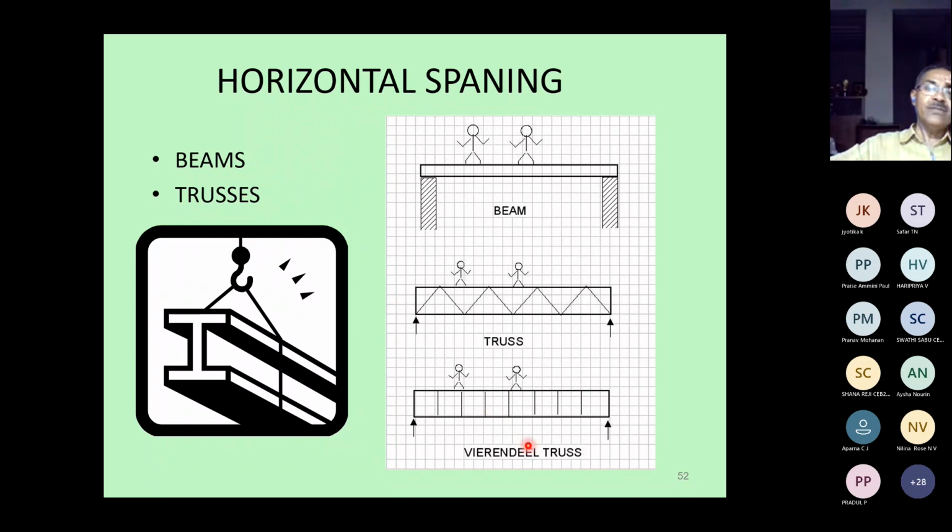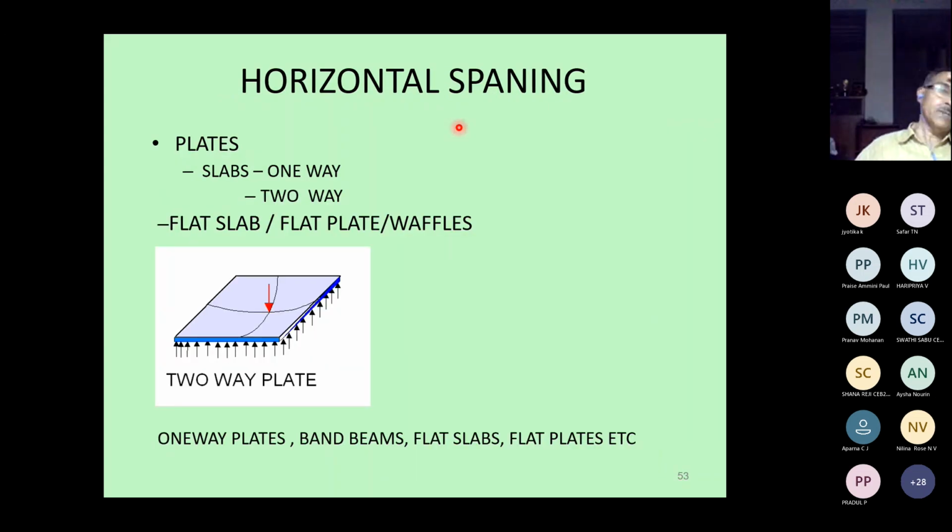So there are cases in which we use a Vierendeel truss or a Vierendeel frame. It is also called a Vierendeel frame occasionally. You can, of course, Google it and find different photographs of a Vierendeel truss. And normal trusses and beams are different horizontal spanning mechanisms.